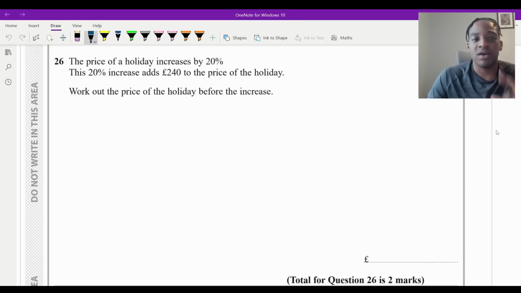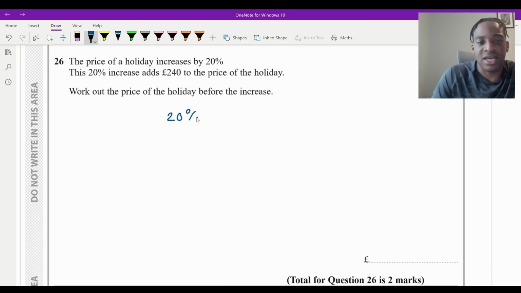right? So if we read it again, the holiday increased by 20%, but this 20% increase adds £240 to the price of the holiday. That must mean then that the 20% that has increased the price has to be equal to that £240 because that was added onto the price of the holiday. So we consider that 20% is just equal to the £240. Now, if we are working out the price of the holiday before the increase, well, that is just going to be 100%. So we need to figure out what 100% is.